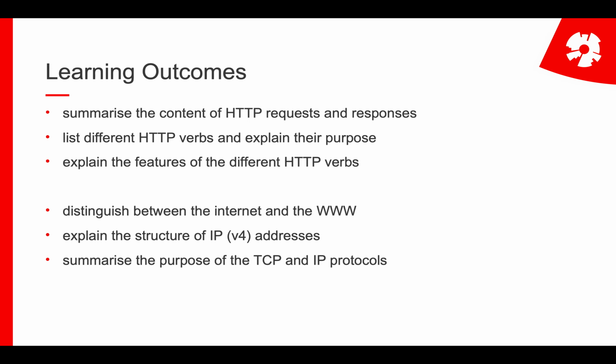The learning outcomes for this course, the first 3 are from the syllabus, the other 3 are not as important, but they are added for this lecture. You should basically know HTTP, meaning you should summarize what HTTP requests and responses are, list the different verbs or methods, explain their purpose, and explain what kind of features they have, what kind of required content they have, and so on. And then on a larger level, you should be able to distinguish between what's the internet and what's the World Wide Web. Explain IP version 4 to the level of detail we go here, and summarize a little bit the purpose of TCP and IP, not in too much detail, since those things are complicated and we only have a very short time to cover them.